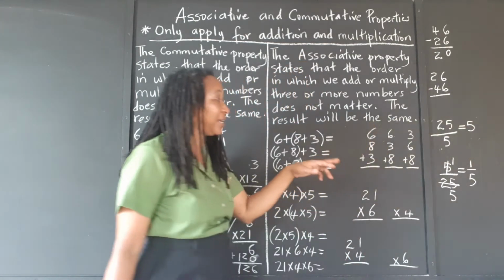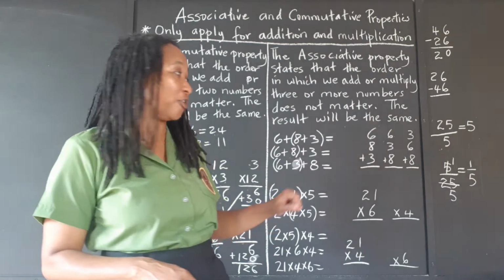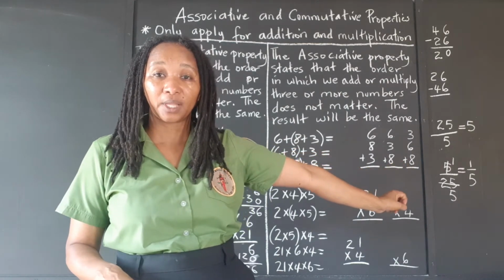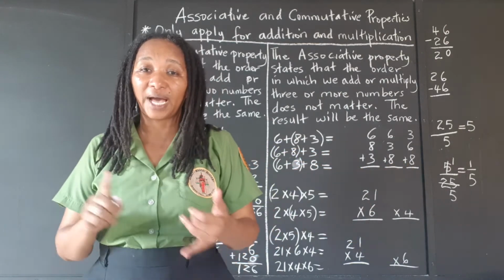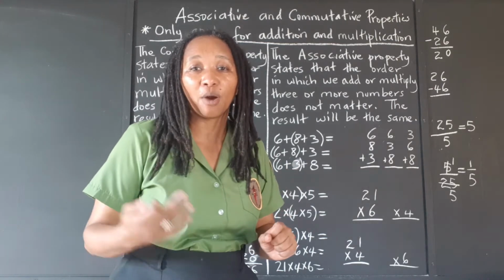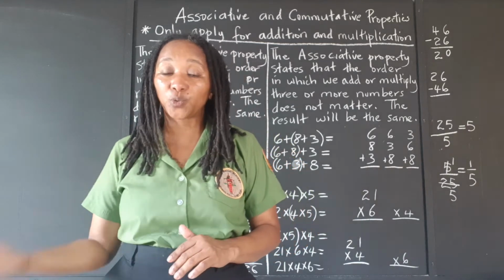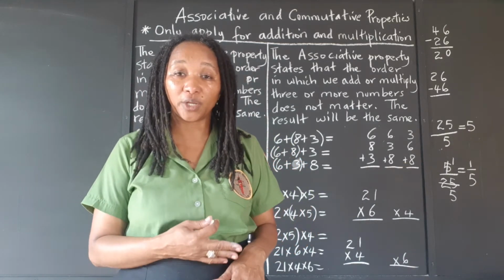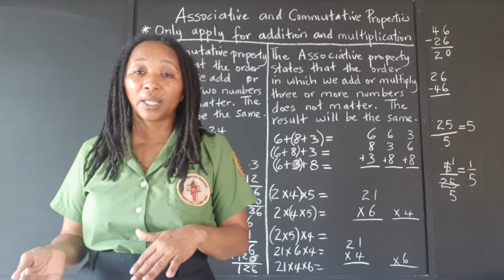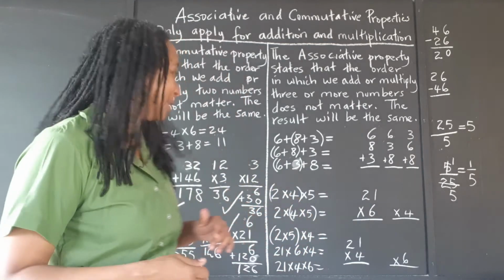So we have proven that the commutative law does not apply for subtraction or division. It only applies for addition and multiplication. If you're adding or multiplying two numbers, it does not matter which one you start with and which one you end with. If you switch them around, you will get the same result once you do your adding up properly.